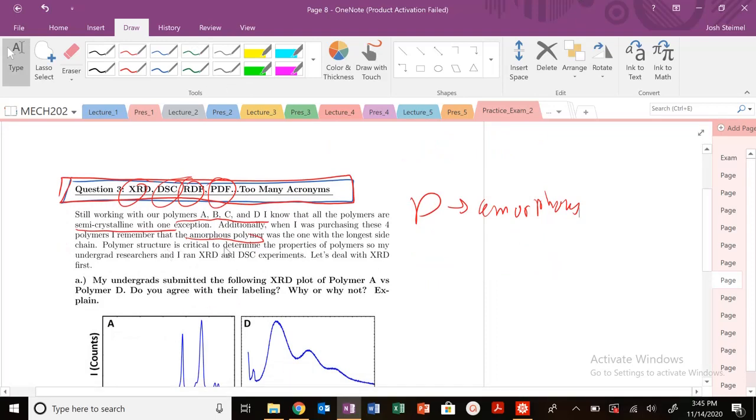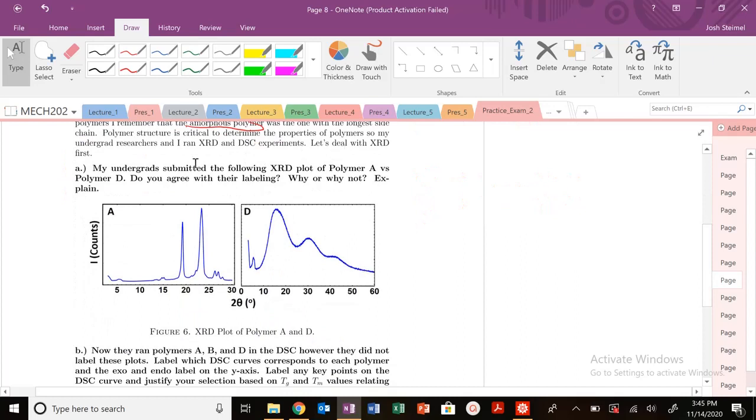Polymer structure is critical to determine the properties of polymers. So, undergraduates, there's XRD and DSC. Deal with XRD first. Undergrads, feel confident. Polymer A versus polymer D, do you agree with their labeling? We know that D is fully amorphous and that the rest of them are semi-crystalline, so I agree with these plots.